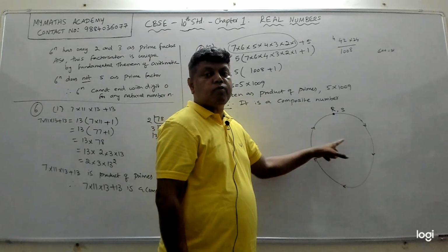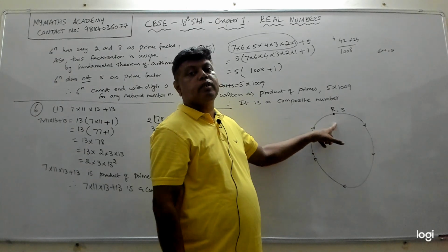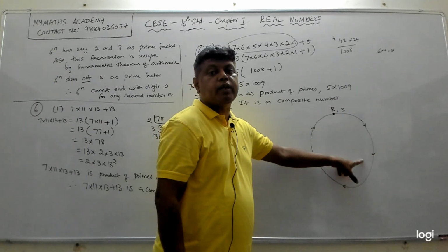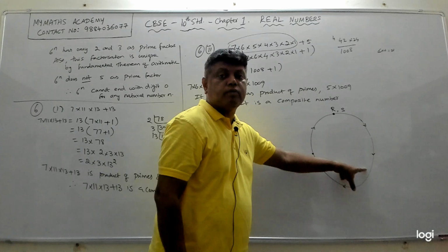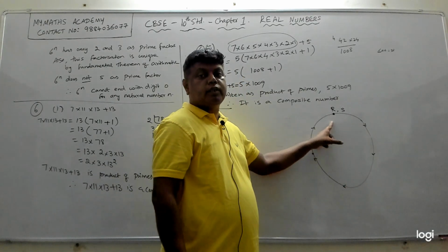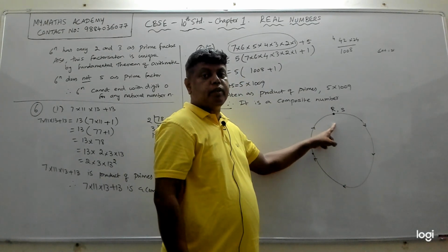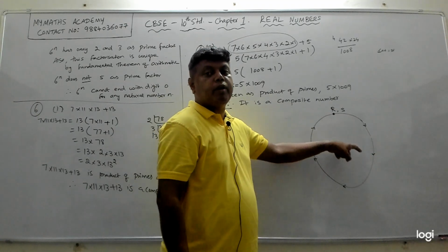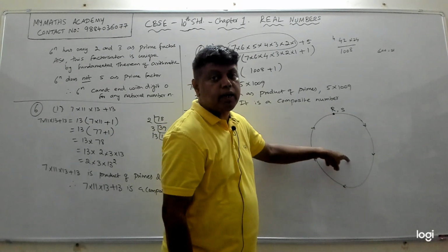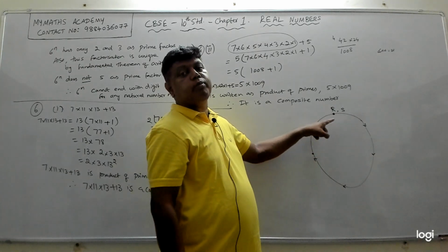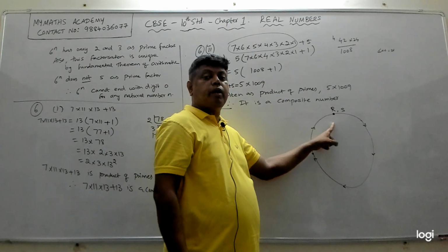Again, when Ravi moves somewhere, Sonia will come here. At the 18th minute, Sonia will be here, but Ravi will be somewhere here, in his second round. When Sonia completes the first round, she will be back here after 18 minutes, but Ravi will be somewhere here. Again, in the 24th minute, Ravi will come back here for the second time, but Sonia will be somewhere here.